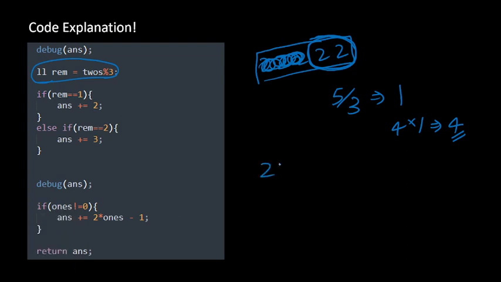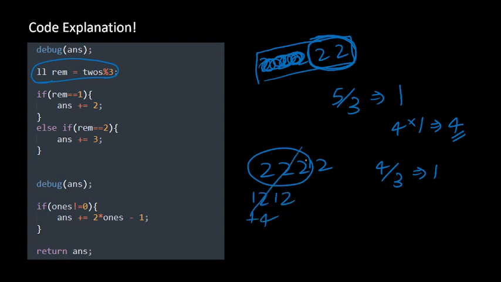So suppose you had 2, 2, 2, 2. You divided 4 by 3, you got 1. You added 4 days, and what are those 4 days? These 2s converting into 1, 2, 1, 2. You added plus 4 into your answer. Okay, this part is done. You have handled these 3 twos. What about this single 2 left now?